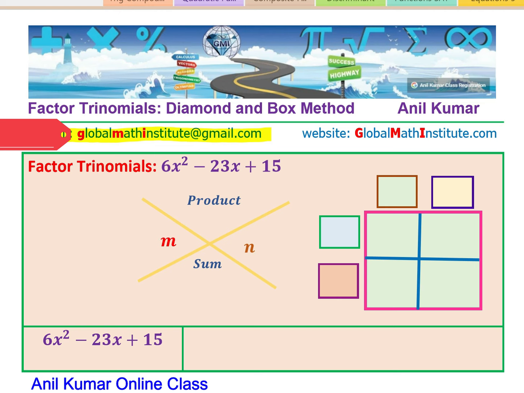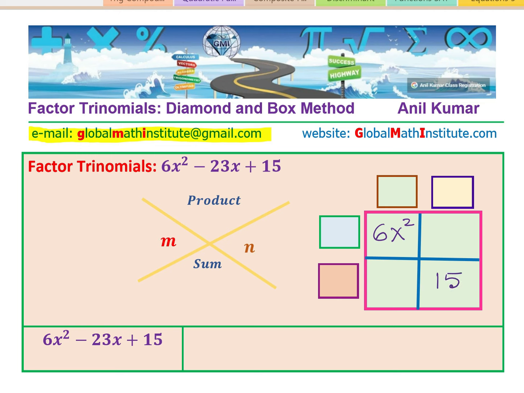Well, here is the second example, where the trinomial is 6x squared minus 23x plus 15. Straight away, we could always put 6x squared in the left-hand top corner and the constant 15 in the bottom corner. The tip here is how do we split the product, which is 6 times 15, equal to 90, so that we get a sum which is minus 23, right? So minus 23.